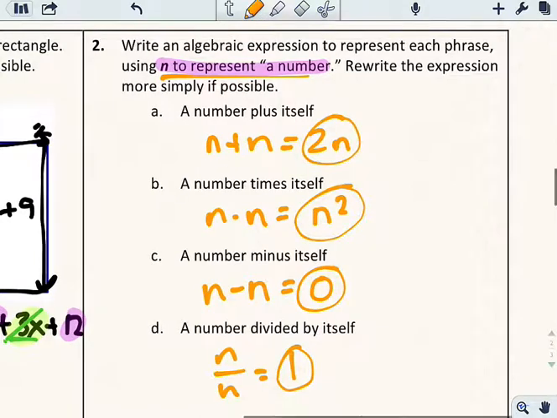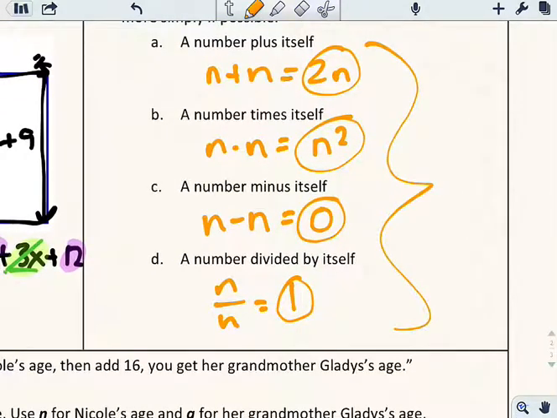This is crazy important. If you don't know these 4 things, you will not survive math. Put a star by that one. Make sure you know how to do this guy.